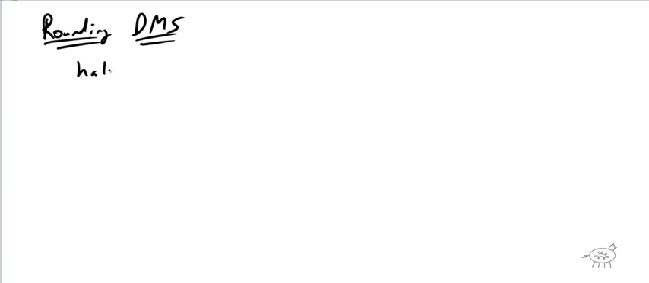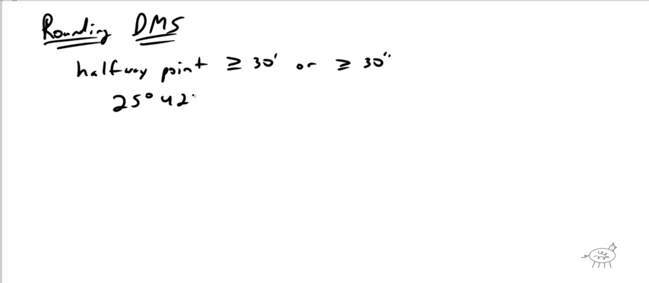So again, the halfway point is greater than or equal to 30 minutes or greater than or equal to 30 seconds, depending on what we're talking about, what to round. So in other words, if I have 25 degrees, 42 minutes, and I ask you to round to the nearest degree, don't look at the 42 and go, oh, gee, it's less than 0.5. There is no 0.5. It's 42 minutes. It's greater than or equal to 30 minutes. That means that would be 26 degrees.